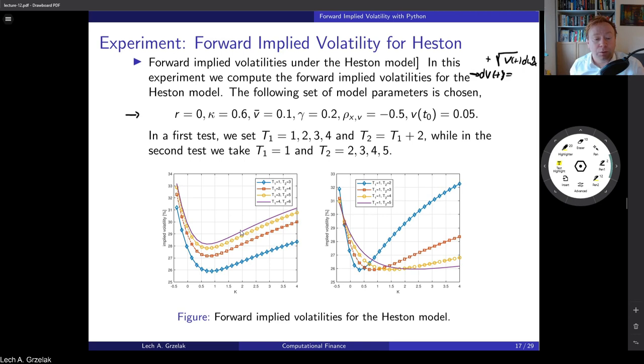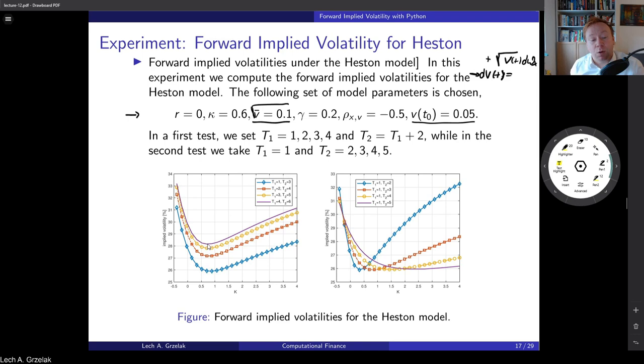So we see that the implied volatility is of the same shape in this experiment. We have a strike here, we have implied volatility in percent, and we have the same shape, but only the level changes. And we can see it already from these parameters. The initial variance is 0.05, and the long-term variance has a level of 0.1. This means that as we move further away from T0, so from zero time, we would expect that the volatility should converge to the square root of the long-term variance, which is around 30%. And this is what you can see, everything slowly converges.